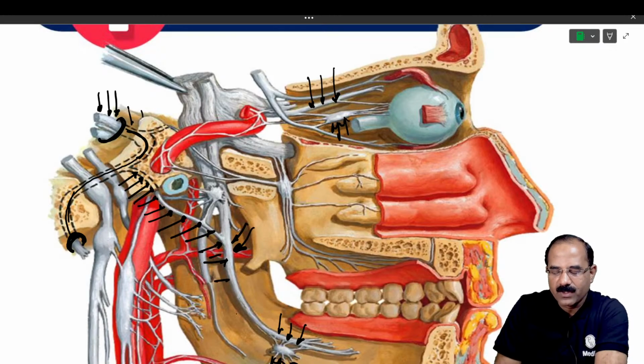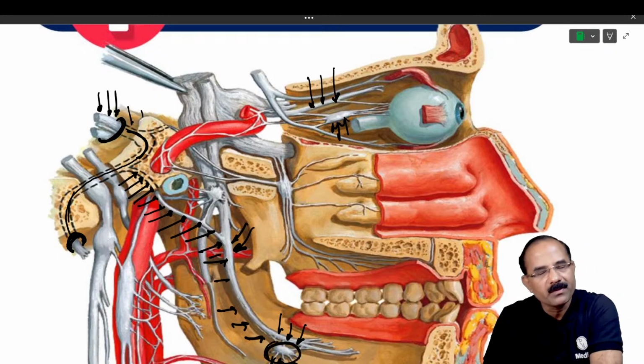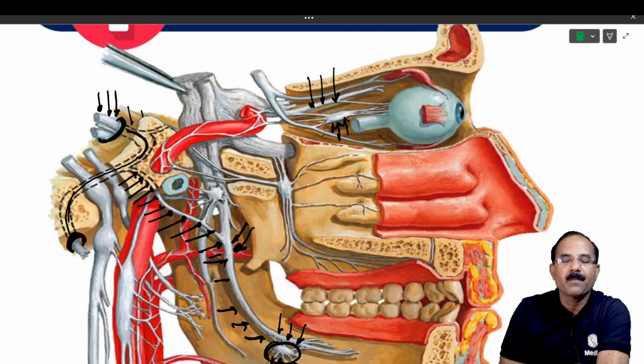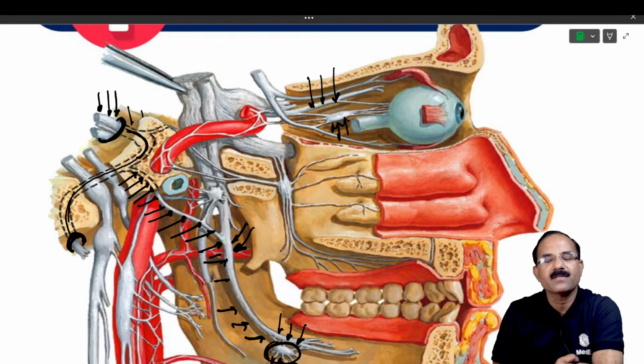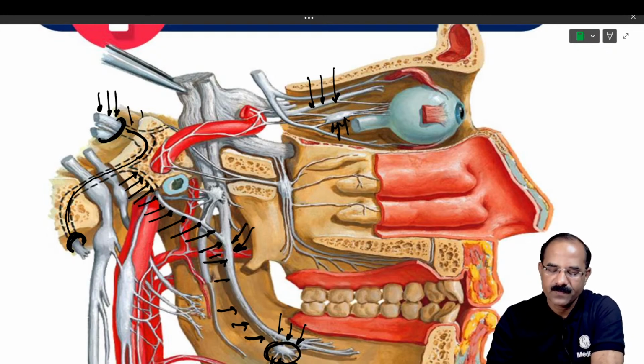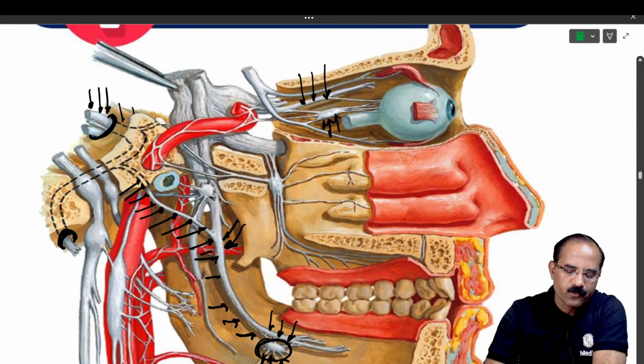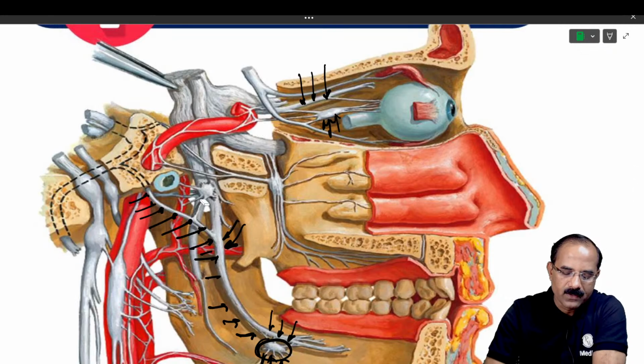This chorda tympani joins with the lingual nerve, now goes in a ganglion. What is this ganglion? Submandibular ganglion. And it would now supply the submandibular and sublingual gland. Clear? Okay, so that's about the functional relation. Understand this branch of the facial nerve.